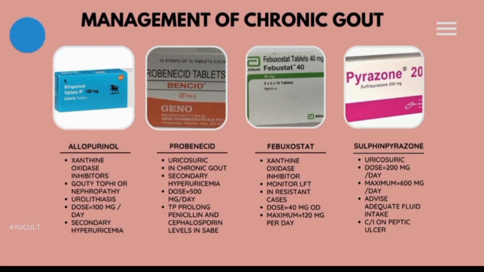Last drug is sulfinpyrazone. It is also uricosuric. Dose is 200 mg per day. Maximum dose is 600 mg per day. Remember, this drug can cause renal stones, so advise your patient to take plenty of water. This drug is contraindicated in peptic ulcer.